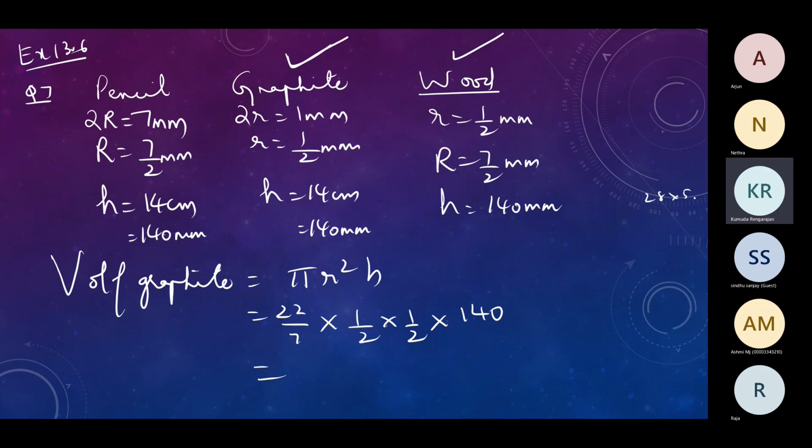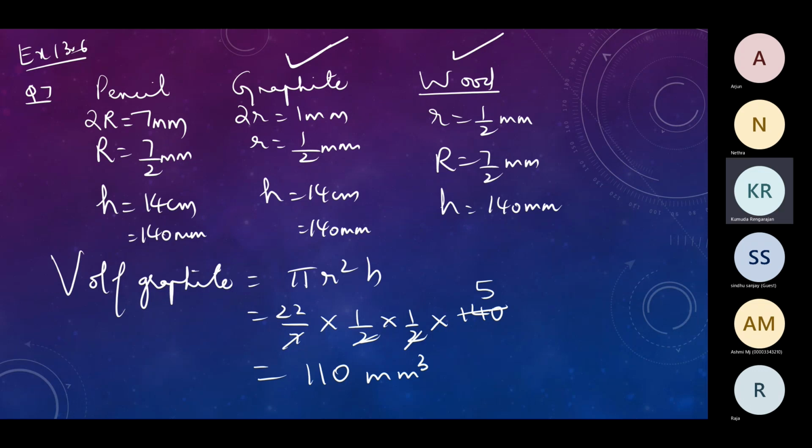So 28 into 5 is what? 140, okay. So you can see here 28 into 5. 7 2s are 14, 2s are 28, and 5. So this will be 110 millimeters cube. This is the volume of the graphite.